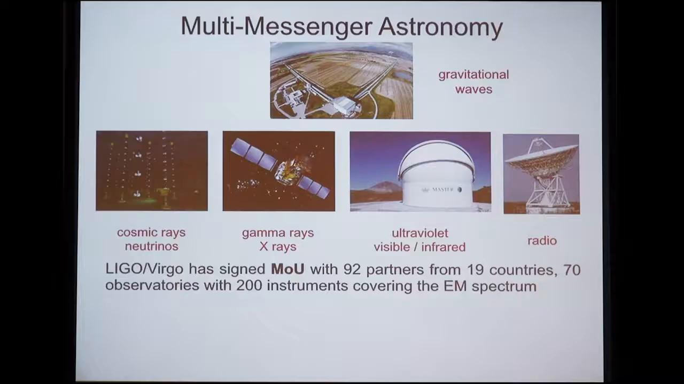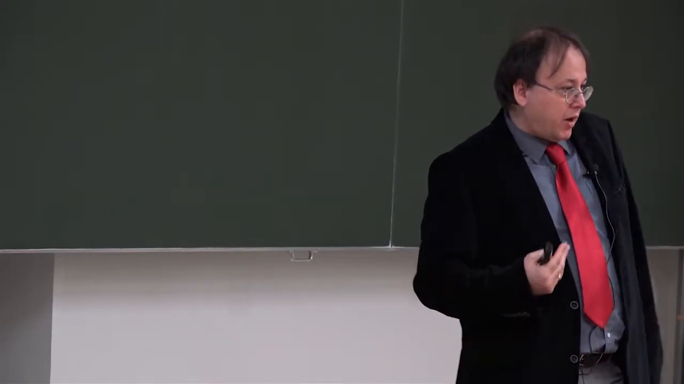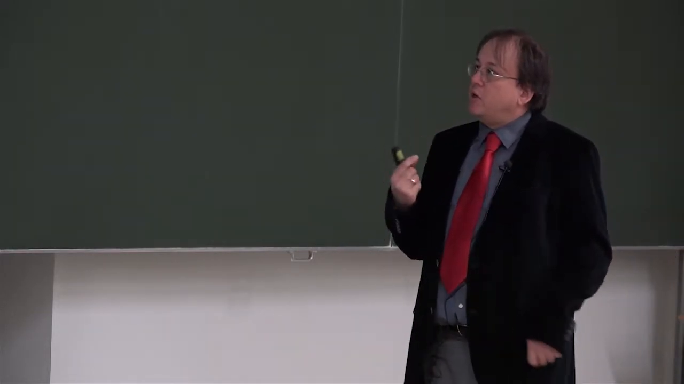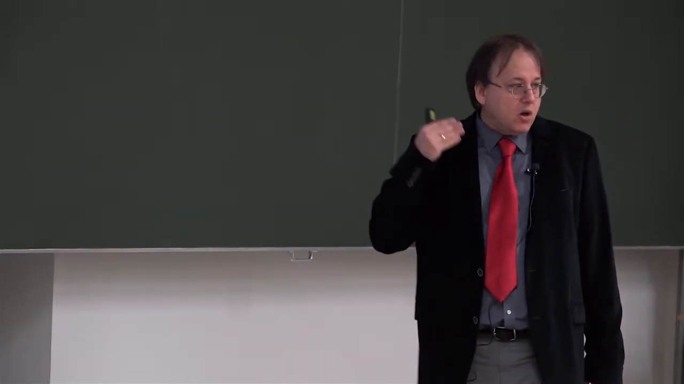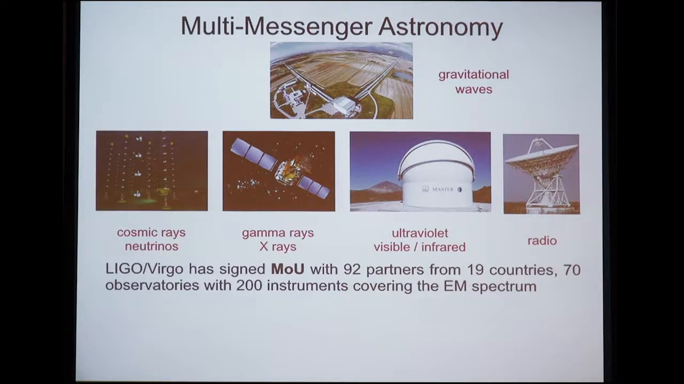So for this purpose, the LIGO-Virgo collaboration has signed memorandums of understanding with 92 partners from many different countries, 70 observatories which watch the sky with 200 instruments, ready to follow up on a LIGO detection when it happens. And they have memorandums of understanding that immediately if LIGO has detected something, they will be notified and they can start their follow-up campaigns.